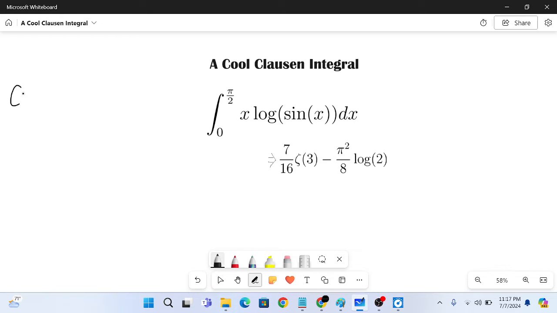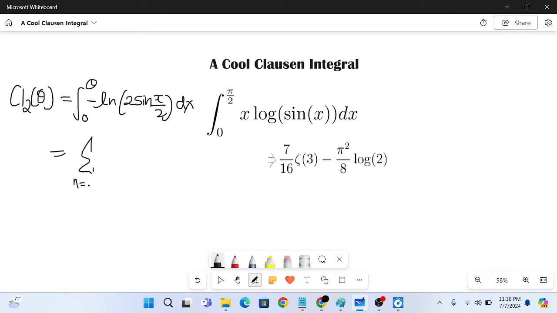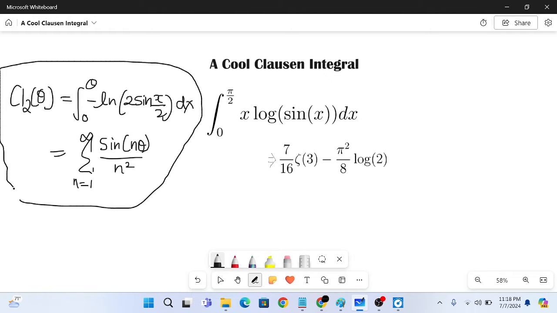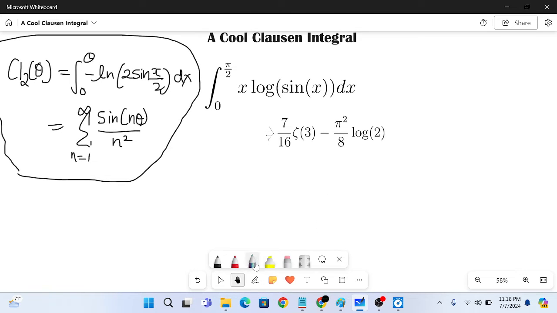And for information, if you don't know how the Clausen integral function is defined, CL2 of theta is defined as the integral from 0 to theta of minus ln of 2 sine x by 2 dx, or this is the same as the sum from n equals 1 to infinity of sine n theta by n square. These two are actually the same definition, and both are the definition of the Clausen integral function, that is CL2 of theta. Now, using this information, let's try to solve this.